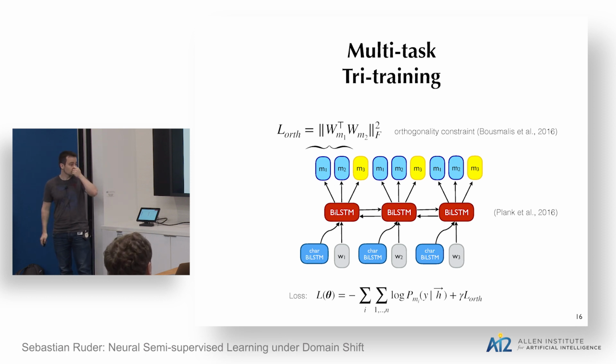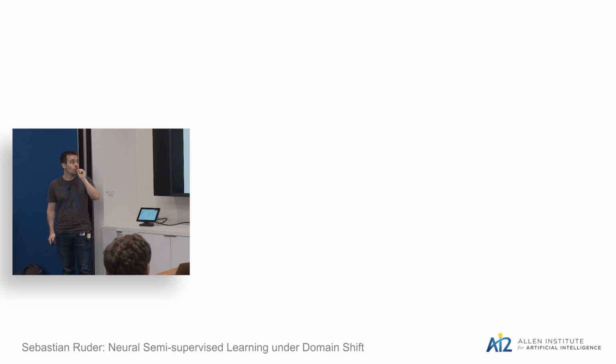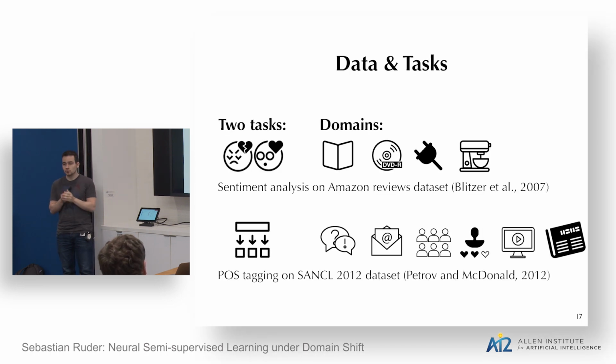And then finally, for training the model, we have just a standard cross-entropy loss, and we simply add this orthogonality constraint as a penalization term to the loss. For evaluating, we evaluate this model on two different tasks, to really understand its weaknesses and its strengths. We compared both on a multi-domain sentiment analysis dataset, as well as on a dataset with multiple domains for part-of-speech tagging.